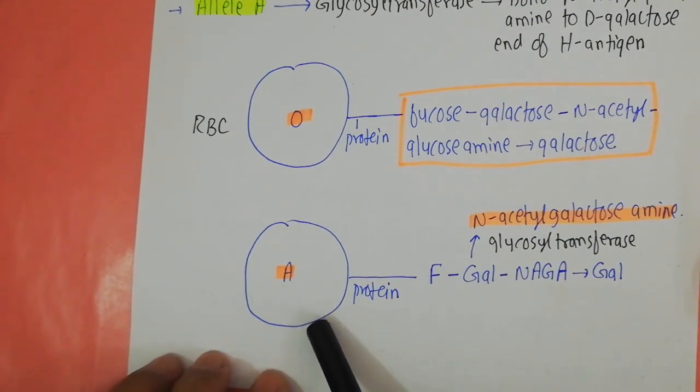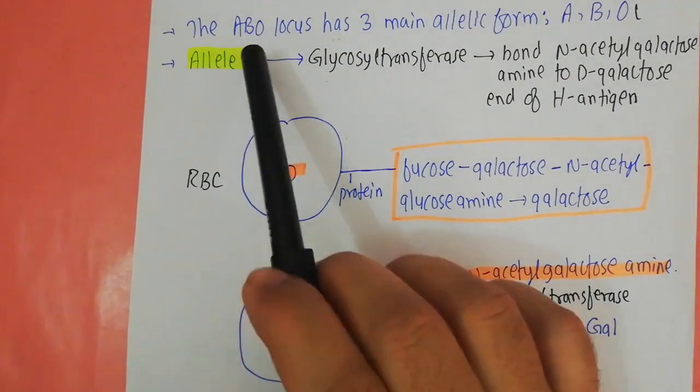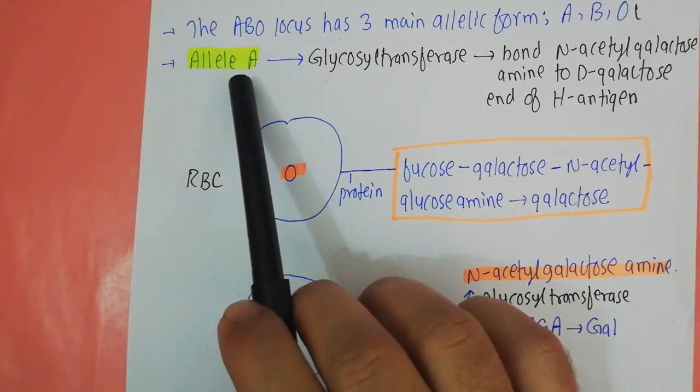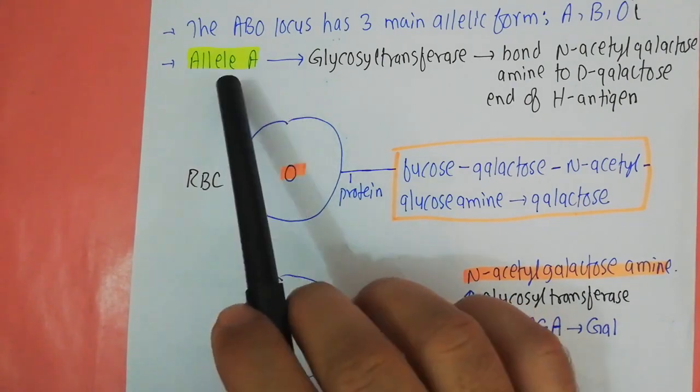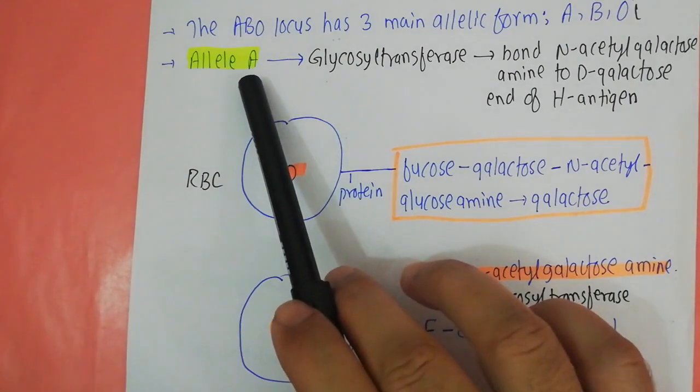Say for example, this is the red blood cell of an individual who has the A type of blood. This simply means that if you are talking about a person having the A type of blood, that particular individual will be carrying the allele A. Out of the 3 alleles, A, B and I, this particular individual who has type A blood will have the allele A.